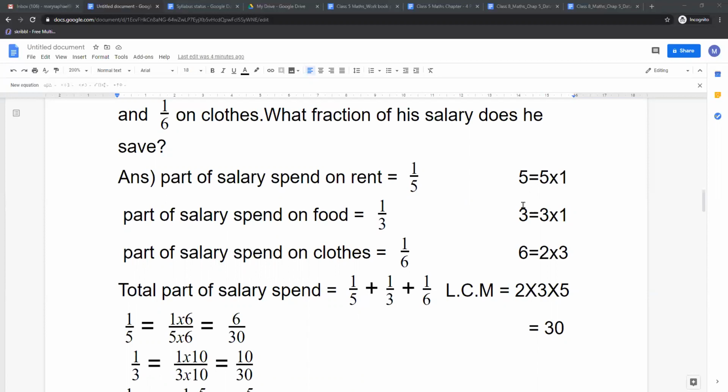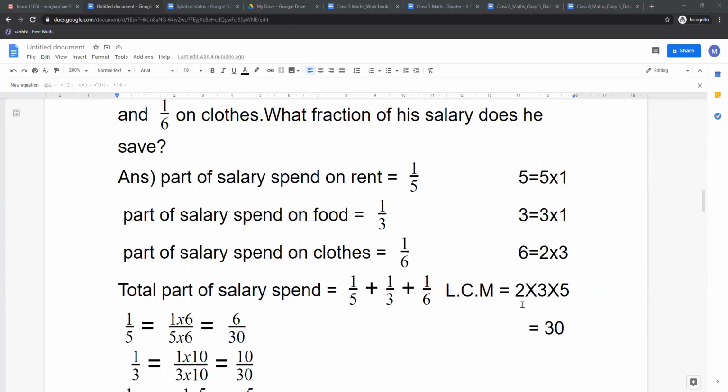First denominator is 5. 5 factors are 5 ones are. Second, 3. 3 factors are 3 ones are. Third denominator is 6. 6 factors are 2 threes are. So how will you find LCM? We have learned in 4th standard. First see how many times 2 is repeatedly coming. One time only. So we have to write one time. What is the maximum number of times each factor repeats? That many times you have to write in LCM.